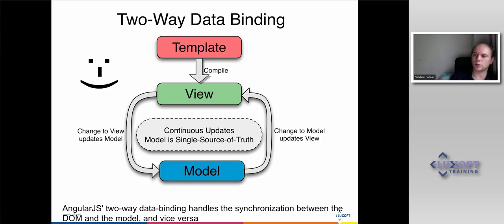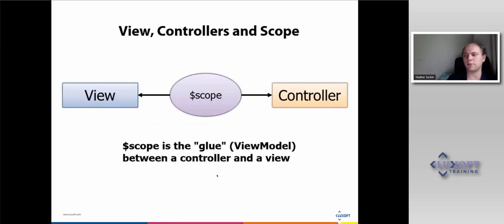And the controller is working only with the model. It doesn't synchronize anything. It doesn't read from the model and put data to the view. It's only working with the model, and the model is automatically synchronized to the view. And it is done by using the special variable $scope. $scope is the glue for the controller and view.